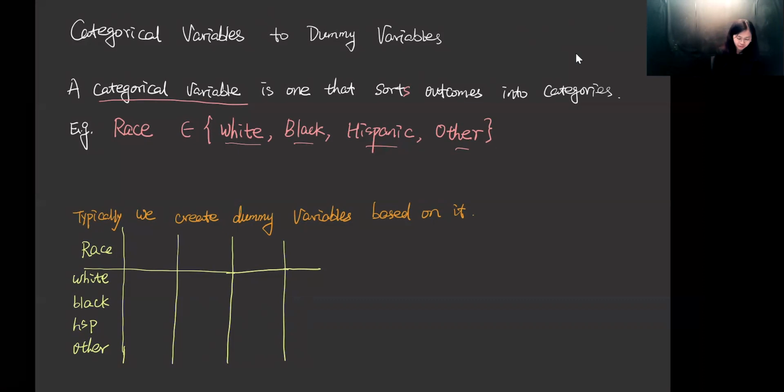Let's take this example. We define random variables according to the values of this categorical variable. For example, we can define a random variable for white, a white dummy variable. The white dummy variable equals 1 for individuals whose race value is white, and 0 for the other values of race. And similarly, you can define a black dummy variable that equals 1 only when the race for that individual is black. And similarly, you can define a Hispanic dummy variable and another dummy variable.